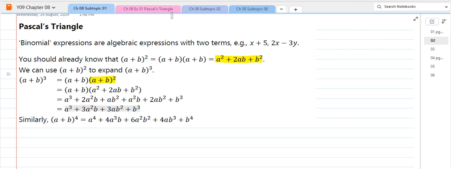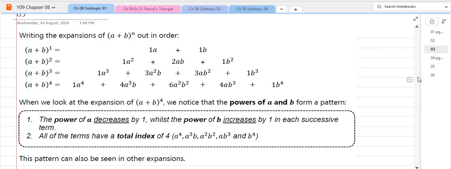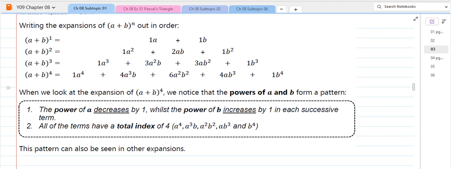And similarly, if you multiply a plus b to the power 4, you do the expansion, you will get this result. So if you write down the expansion in order, have a look at the number pattern. For example, if you have a look at the expansion of a plus b to the power 4, we notice that the powers of a and b form a pattern.